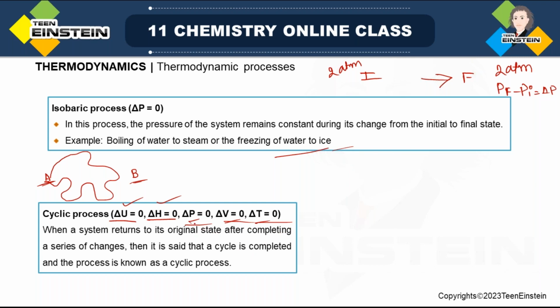Del U, del H, these are just like these three. We will also know it. But just based on these three, you can understand. This is a cyclic process. You have reached the same state. You have not changed the state. Whatever path you follow.